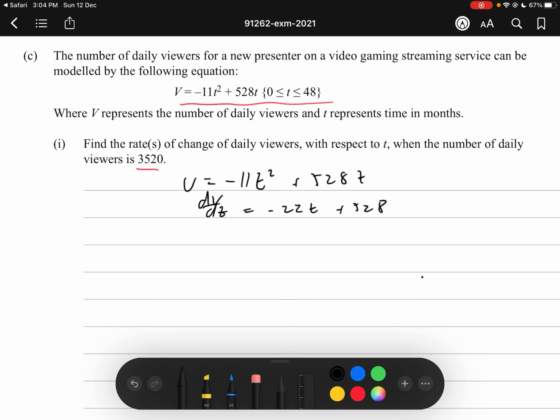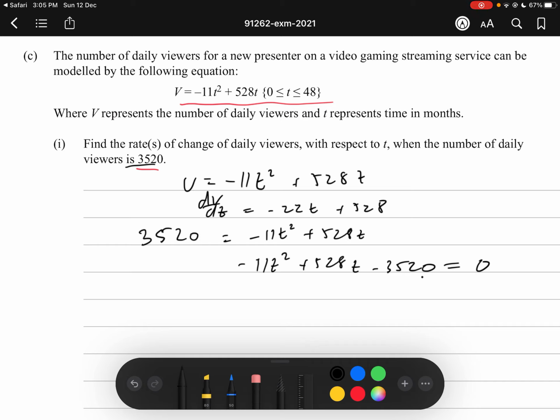And we want to find the rates of change when the daily number of viewers is 3,520. So we want to find the times in months when the daily viewers is 3,520, and then we're going to substitute those time values into the dv over dt to find two possible rates of change for the daily viewers when it is 3,520. So 3,520 is equal to negative 11t squared plus 528t. So therefore, negative 11t squared plus 528t minus 3,520 is 0.